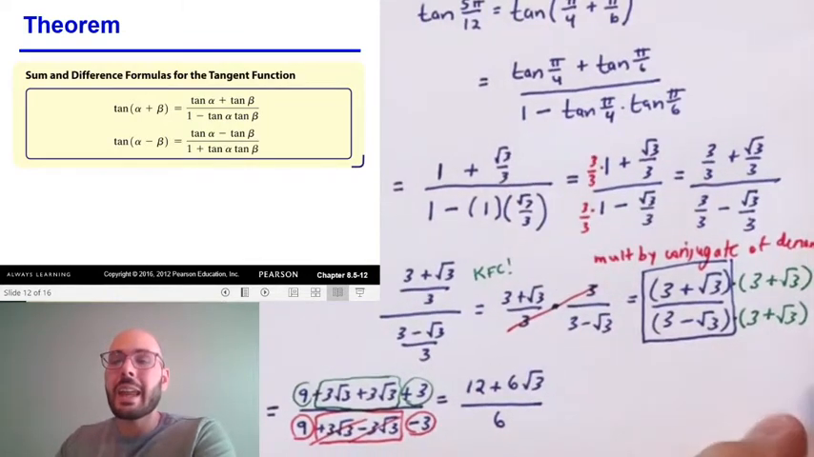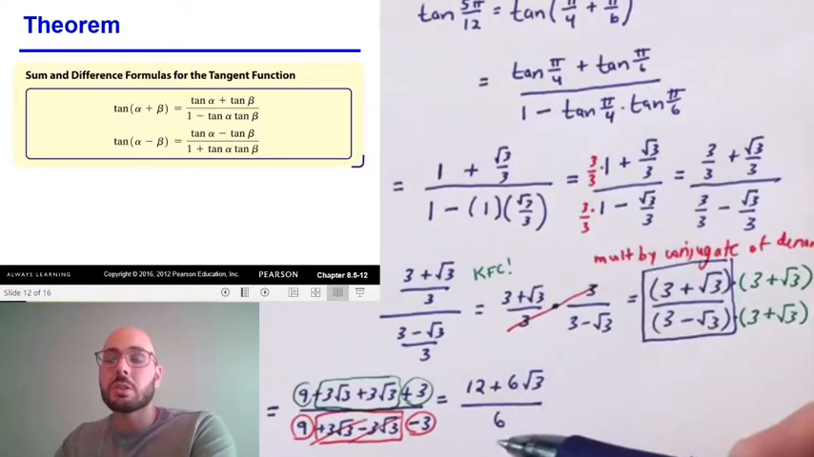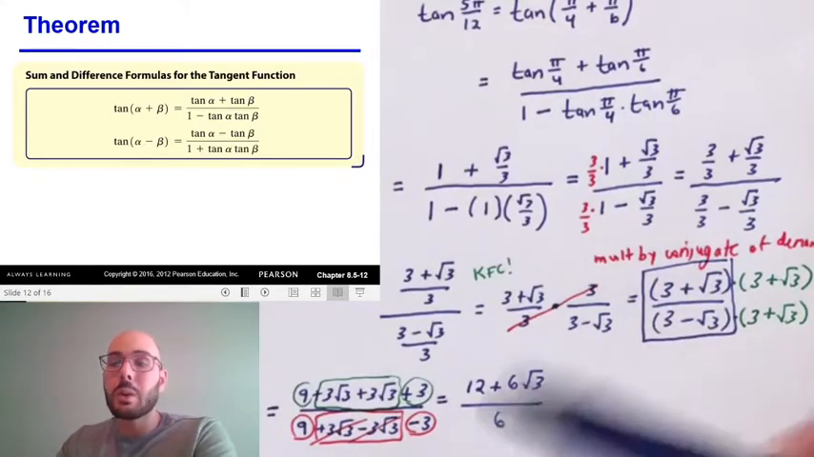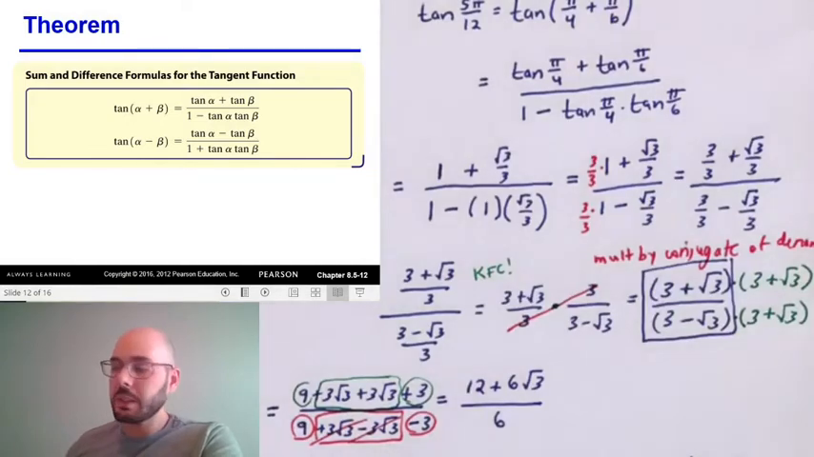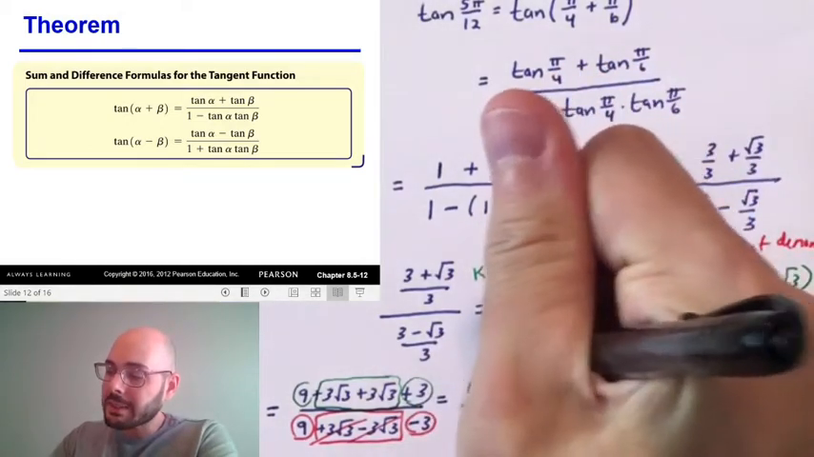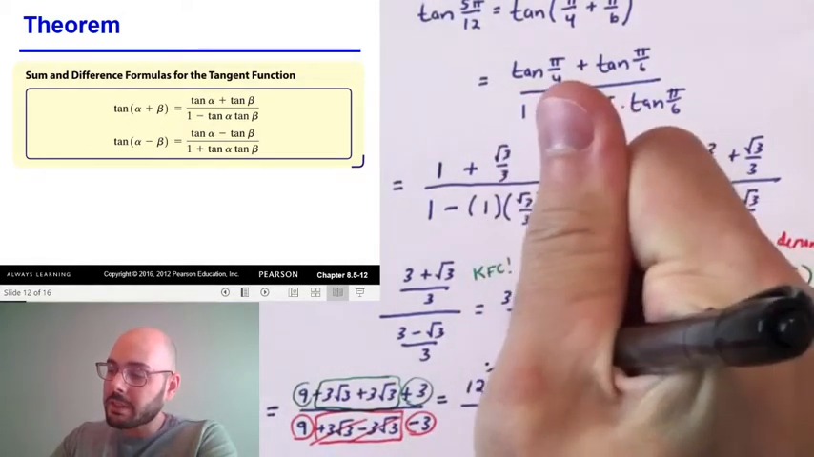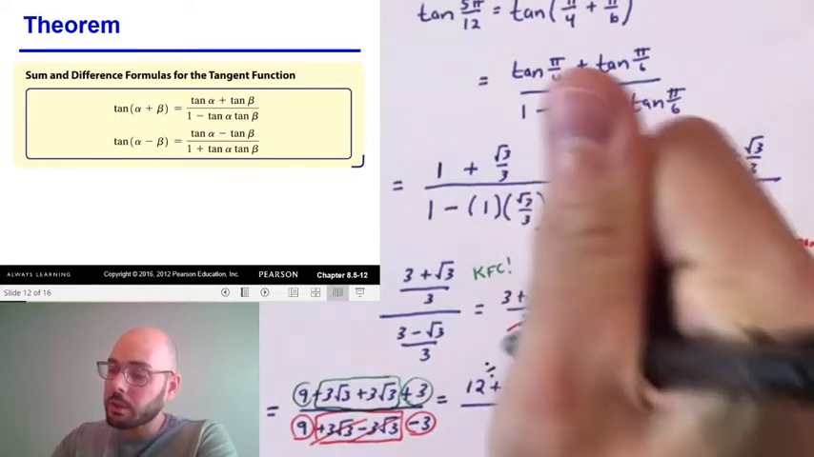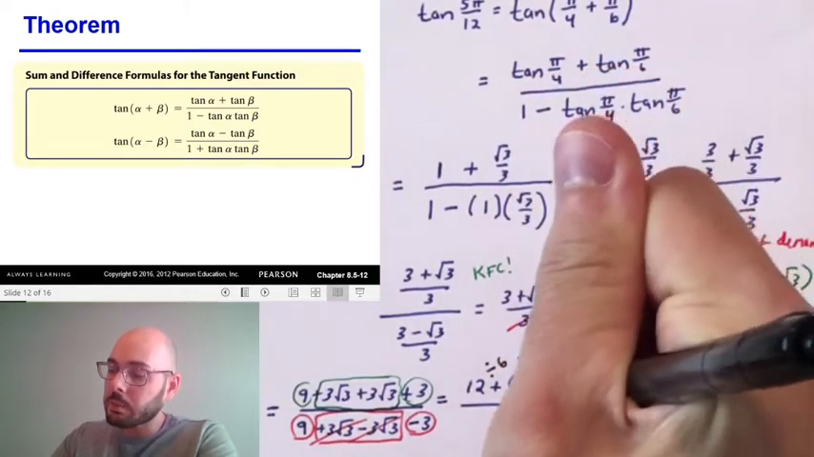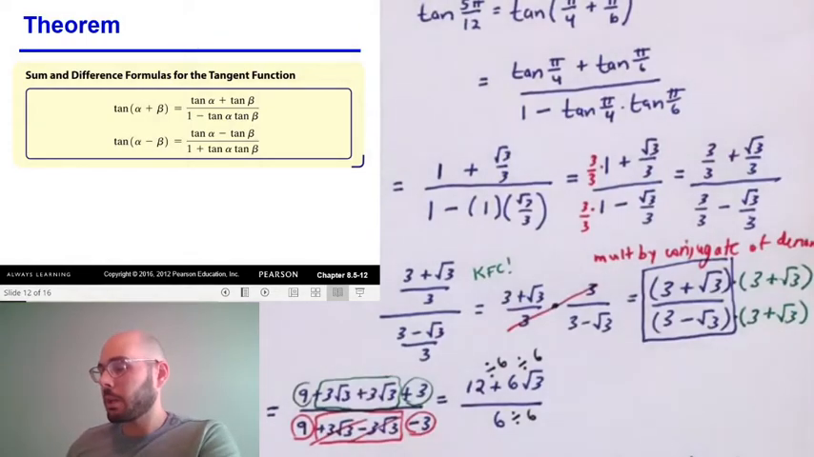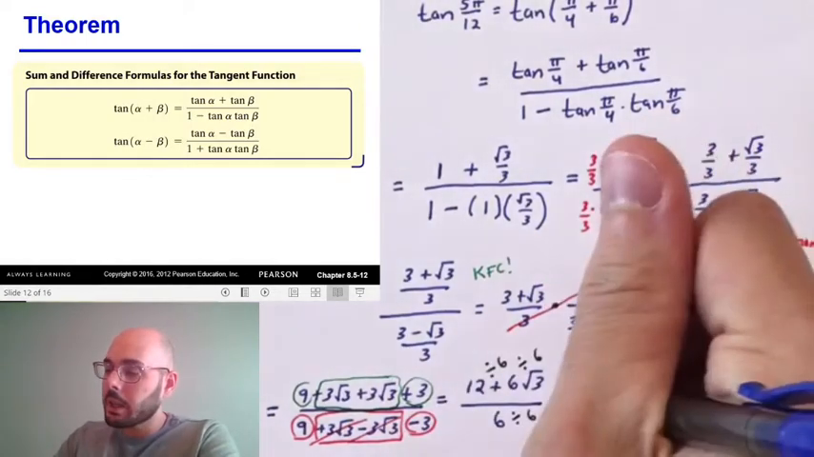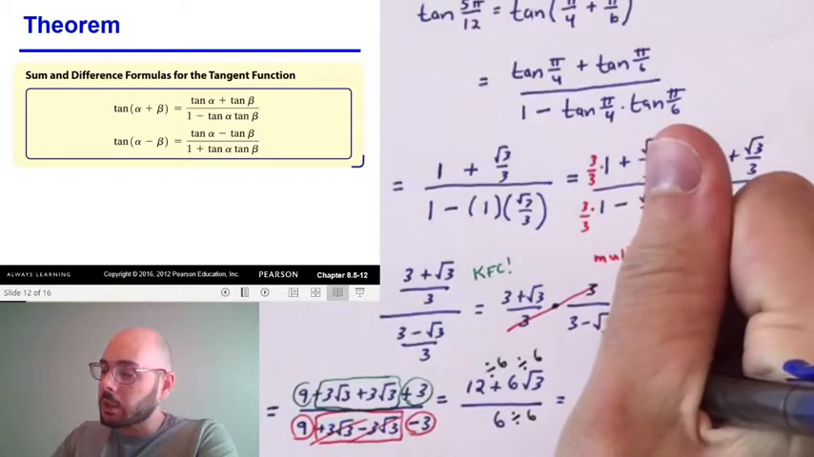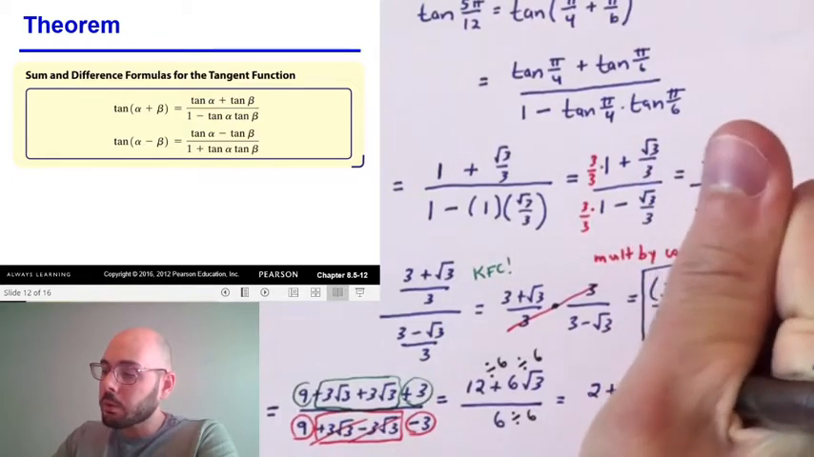So you can see how that helped, because now it looks nicer and there's also not a radical in the bottom. We can simplify this more. So what we can do, every number that's not in a square root, if it's divisible by a common number, you want to do that. So all of these are divisible by 6. So I'm going to go ahead and divide them all by 6. That gives me a 2 plus 1 square root 3 over 1.